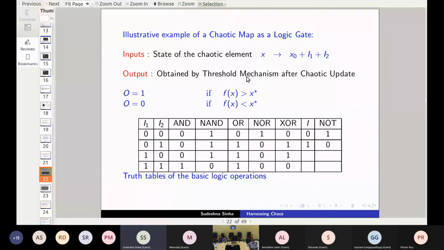And what do I want? What I want is all put in this truth table. While this I1 comes here, this I2 comes here, it should spit out an O which follows these. So this sort of binary output should come out of this particular system. So I want these truth tables of the basic logic operations to hold.